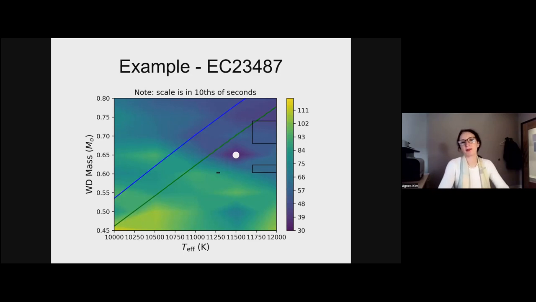So here's an example of that work with a particular DAV, EC23487. I apologize about the color scheme. I did not think this through. So we have the two Gaia lines here. We have that region that I described. I also put down on this plot boxes. This is the spectroscopy. So for this particular star, we have 3 different determinations. It's a small box, but that's also a determination.